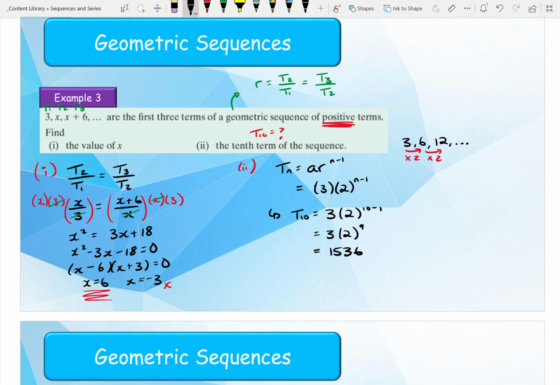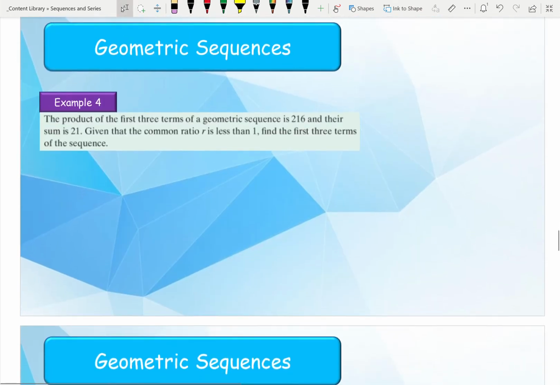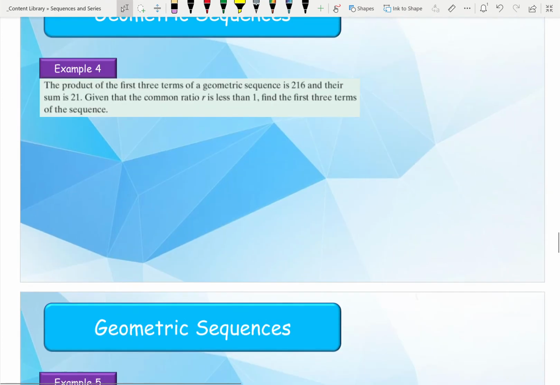Alright, so again guys, we only have one more example here for my geometric sequences. So if you want to pause for example 3, then we'll move on to example 4 before we start looking at our geometric series. Now, oh sorry, we have 5. My apologies.